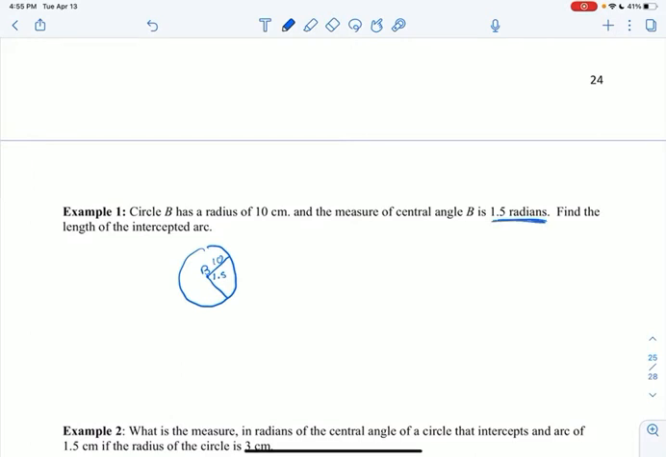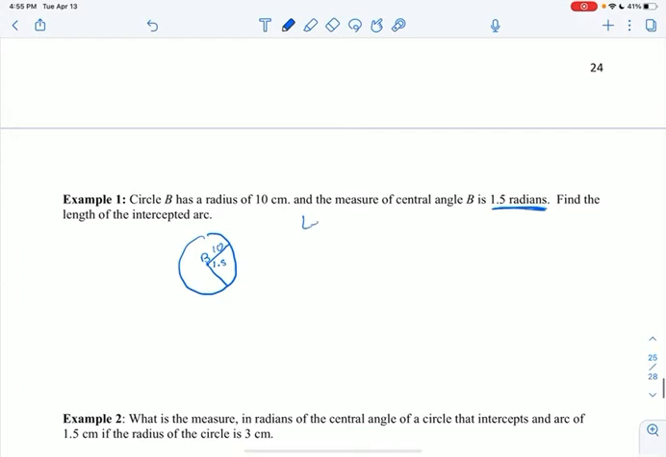Here's the deal. The length of the arc, this is how we learned it: the length of the arc equals the angle over 360 times 2 pi r. The thing is, I learned this in degrees. This formula is based on degrees. It's not based on radians. So I need to first change to degrees.